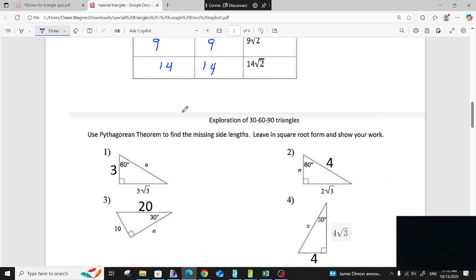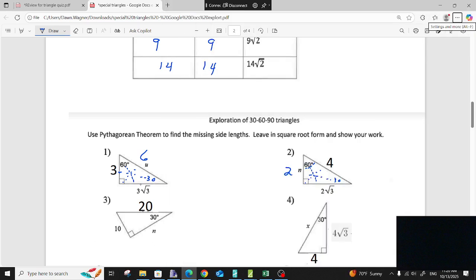Now this one has a different pattern to it. This one has a totally different pattern because this is 30, 60, 90. I want you to work at your tables with your calculators, figure out what the missing side length is, and then try to find the pattern. If you think you have the pattern, raise your hand, and I'll let you know if you have it correct. Okay, go ahead and work together. Use Pythagorean theorem to help you start.